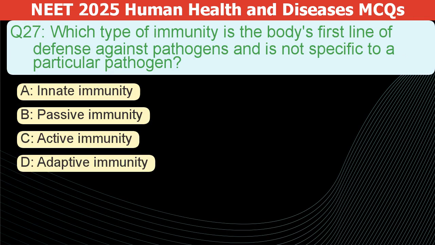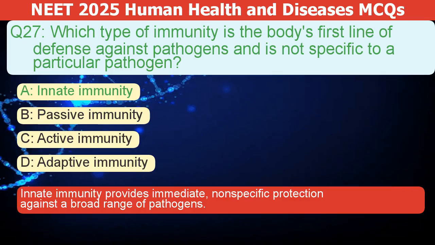Which type of immunity is the body's first line of defense against pathogens, and isn't specific to a particular pathogen? A. Innate immunity. B. Passive immunity. C. Active immunity. D. Adaptive immunity. The correct answer is A. Innate immunity provides immediate, non-specific protection against a broad range of pathogens.